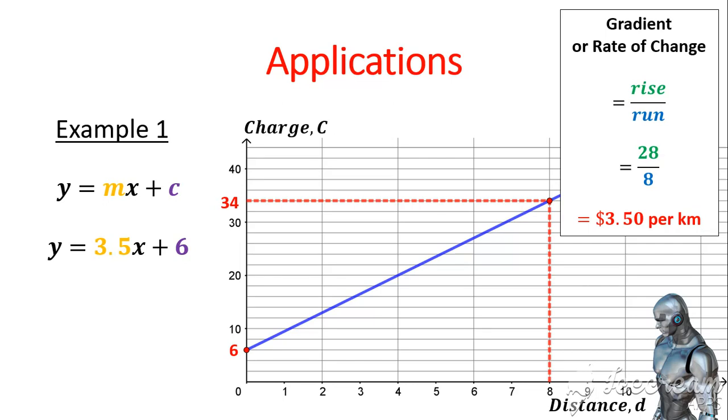However, because this is to do with real-life scenarios, not y's and x's, we're going to do the following. We're going to take charge, which we're going to call c, and replace that for the y, c for charge, and we're going to take the distance, which we're going to call d, and replace that with x. So we're going to write down our formula as the charge c is equal to 3.5d plus 6. Some people prefer to write it as a full sentence. Charge is equal to 3.5 times distance plus 6.